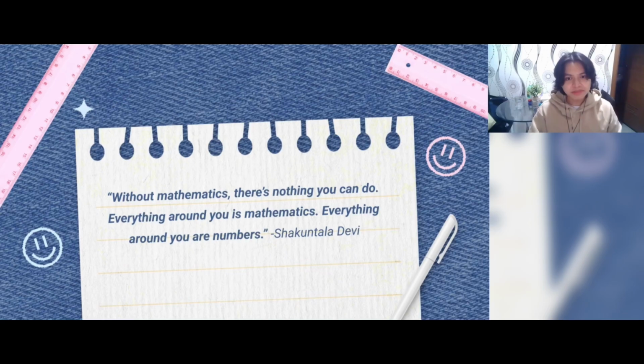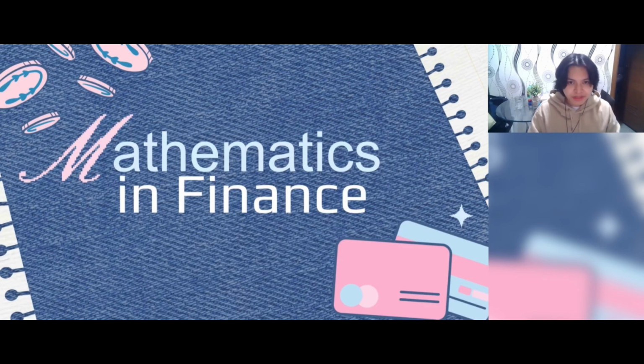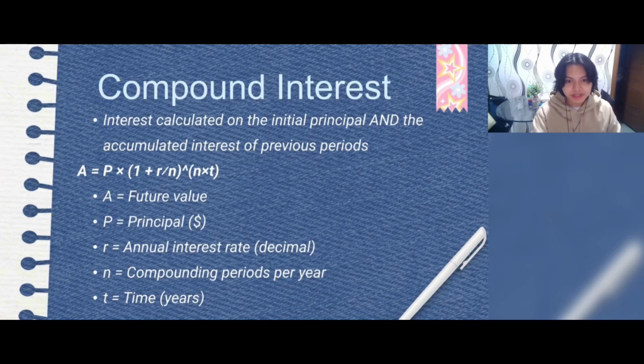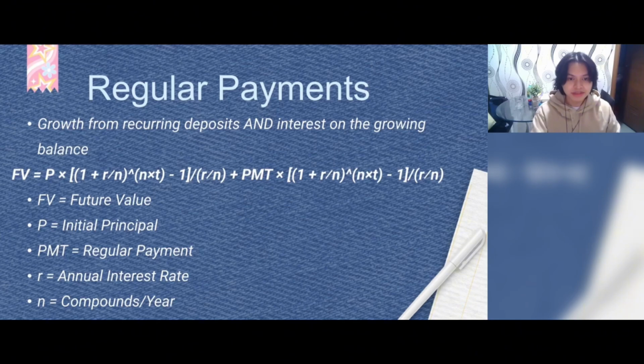Without mathematics, there's nothing you can do. Everything around you is mathematics. Everything around you are numbers, said by Shakuntala Devi. So to further prove my point, here are some examples of formulas and mathematical operations used for finance. First example is the compound interest, where interest is calculated on the initial principal and the accumulated interest of previous periods. Now for regular payments, which is growth from recurring.